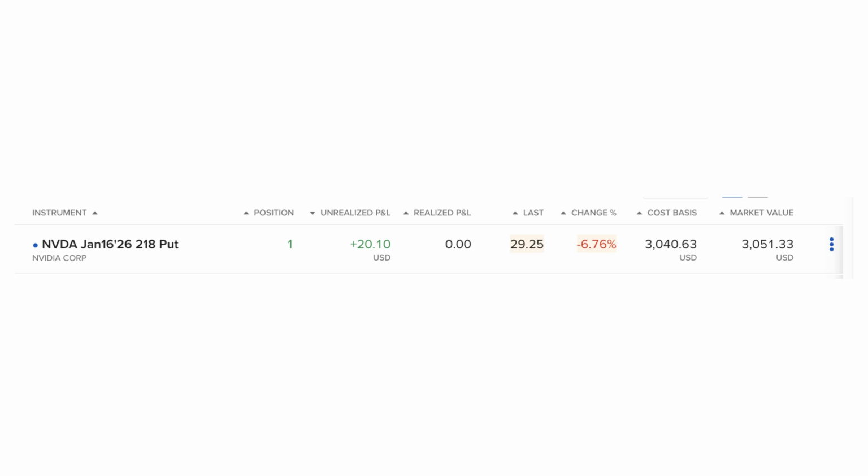So this is what a typical long put option would look like. It's telling you the description of the trade, the position is 1, and it's telling us how much profit we've made since we've placed the trade.